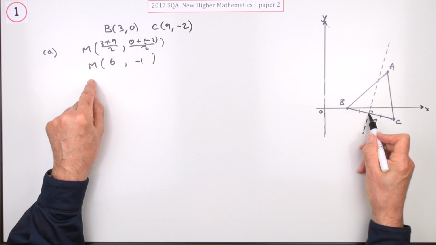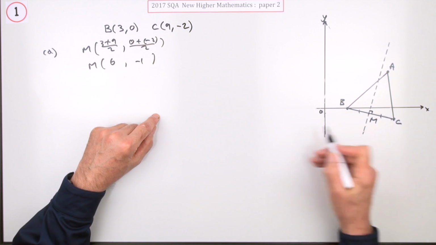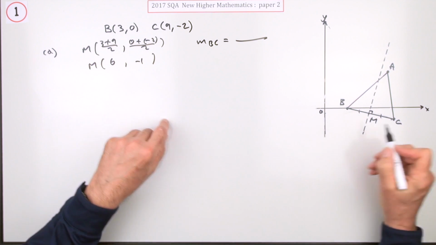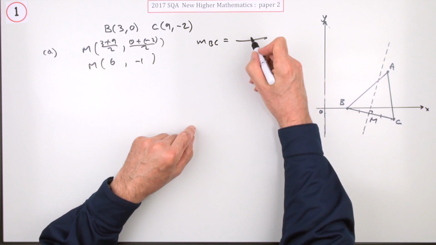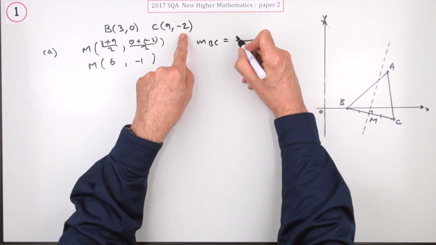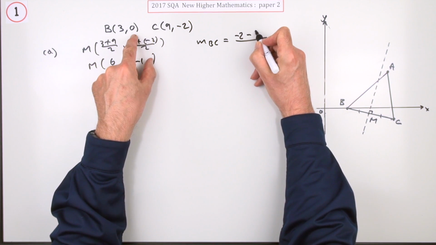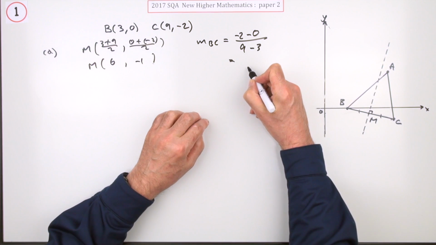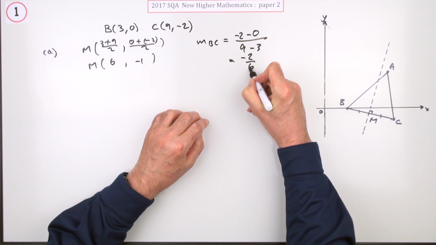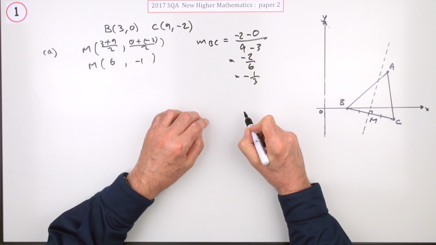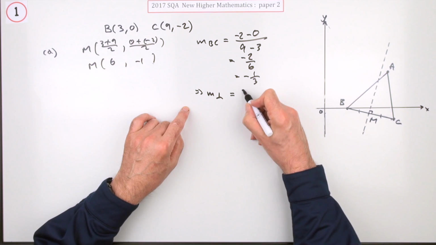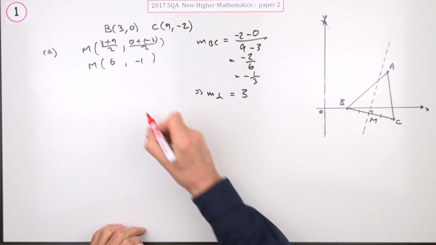We only know 1 point on it, but you do know a comparison line. You can work out the gradient of BC. So that would be the difference in the coordinates, y2 minus y1. We'll just start from this side. Negative 2, take away 0 for the difference in the y's. 9, take away 3 for the difference in the x's. So that's negative 2 upon 6, which is negative a third. Well, that means that the gradient you're looking for is the perpendicular one, which would be 3.